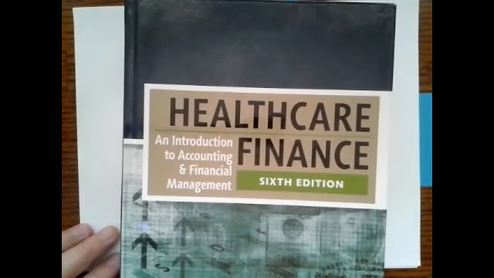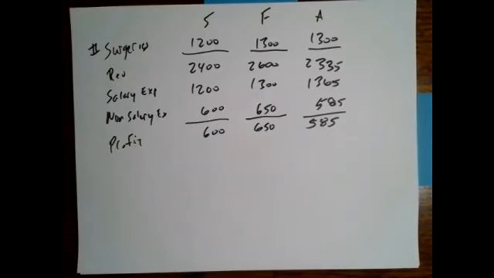This video will work through problem 8.3 from Gapenski's Healthcare Finance, 6th edition. In problem 8.3, we're presented with the budgets for Brandon Surgery Center for their most recent quarter, and it's in thousands of dollars. And so the chart I've copied out from the problem. And so part A says, explain how each amount in the flexible budget was calculated.